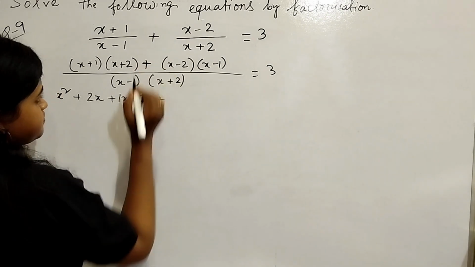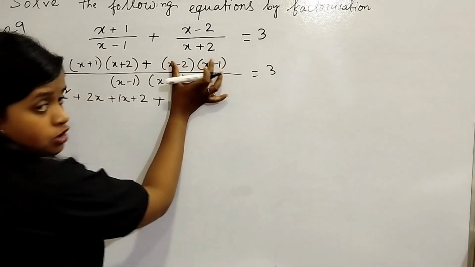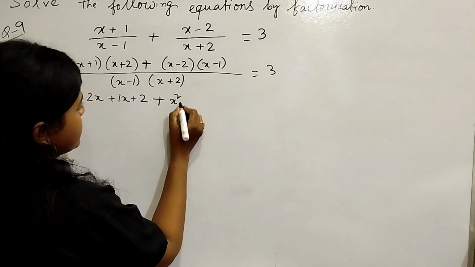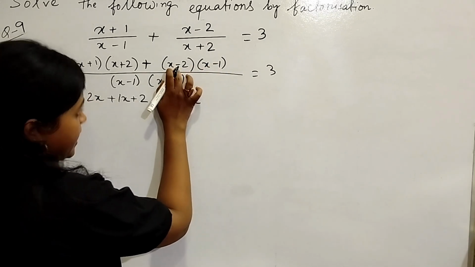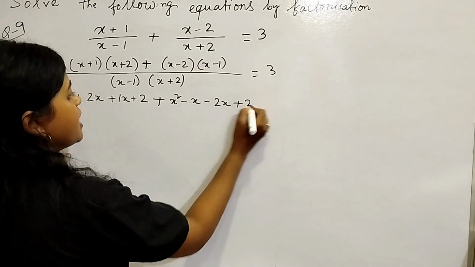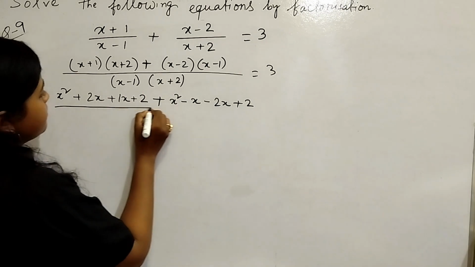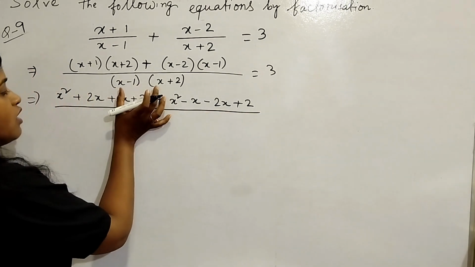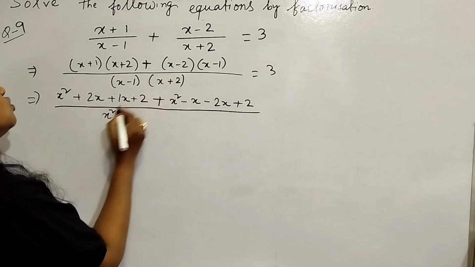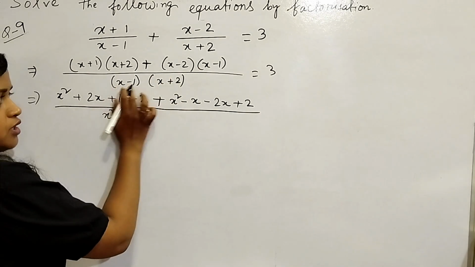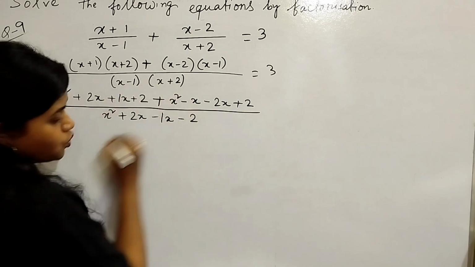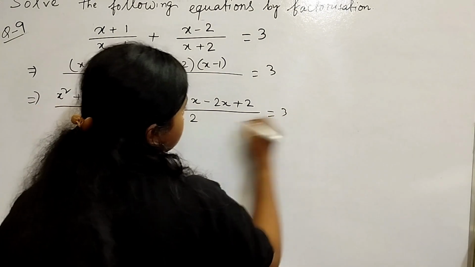Now we have to find the product of these two factors. x into x is x square, x into minus 1 is minus x, minus 2 into x is minus 2x, and minus 2 into minus 1 becomes plus 2. Divided by, we have to find the product of this expression: x into x is x square, x into 2 is plus 2x, minus 1 into x is minus 1x, and minus 1 into plus 2 becomes minus 2. Now this equals 3.